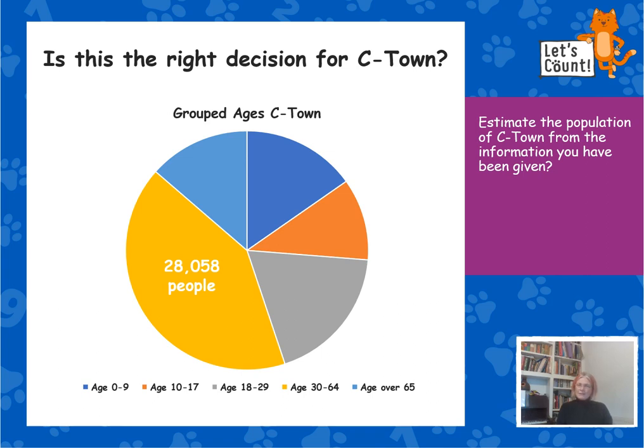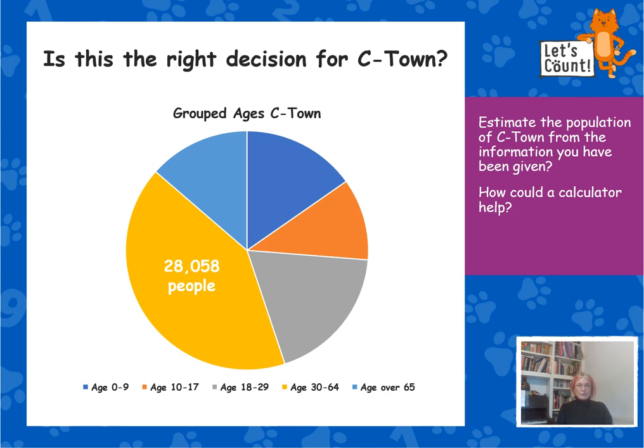I think the figures you were given are quite similar. So what do you think? Is A town bigger than C town? Or is C town bigger than A town? On the next slide, on slide 27, you can see the two pie charts side by side. So you might want to have a look at that slide and think about this question.